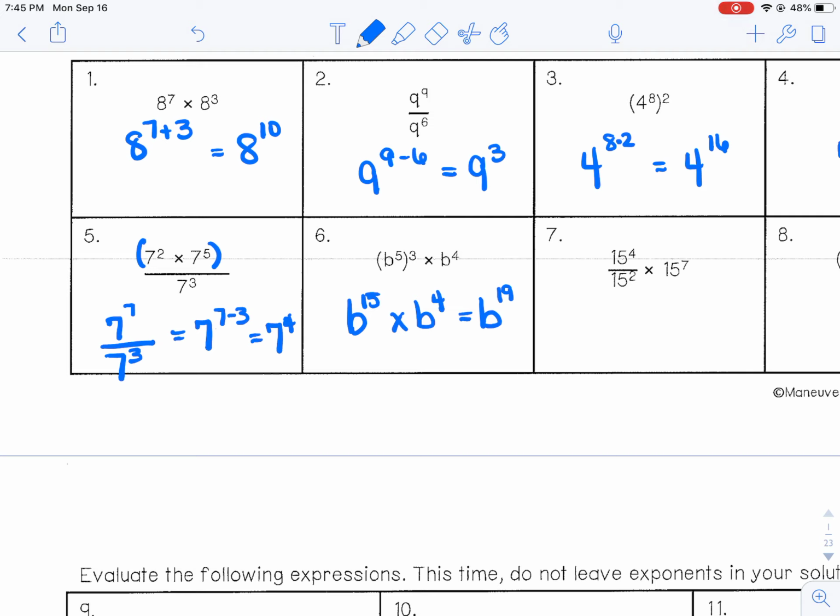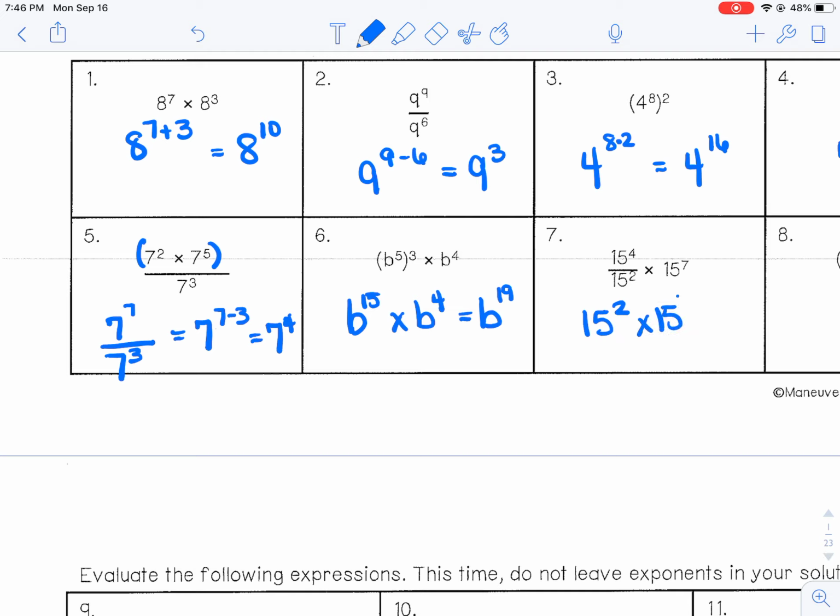Okay, number 7. Got two things going on there. I've got division of like bases, and then I'm going to multiply like bases. So let's do the division first. I've got 15 to the 4th power divided by 15 to the 2nd power. I'm going to subtract the exponents. That's what the rule tells me to do. And I'm left with 15 to the 2nd power.